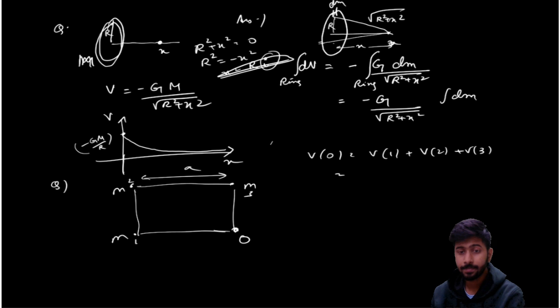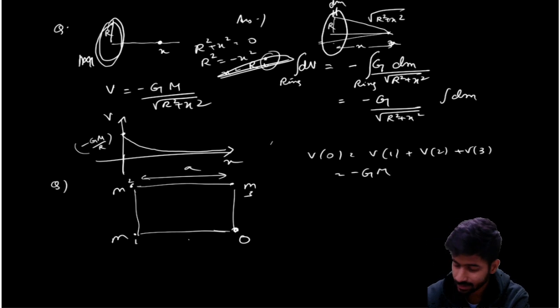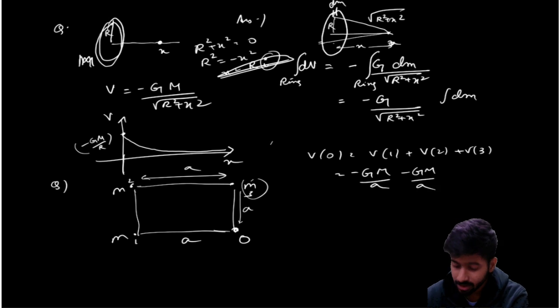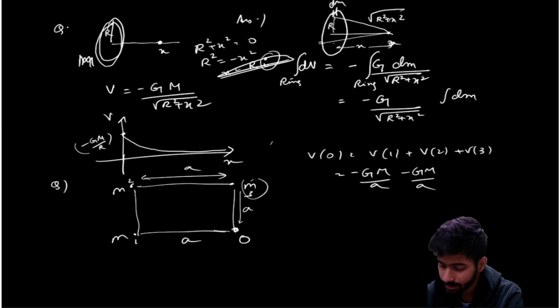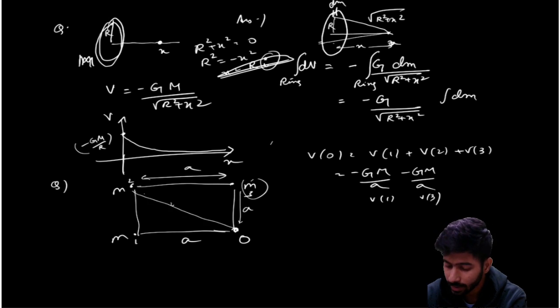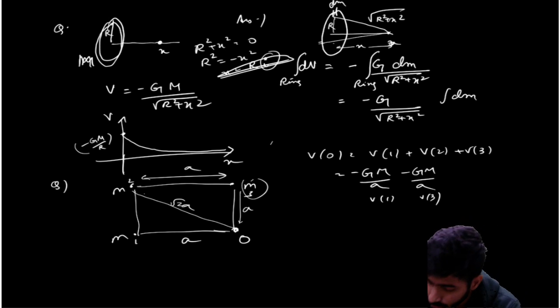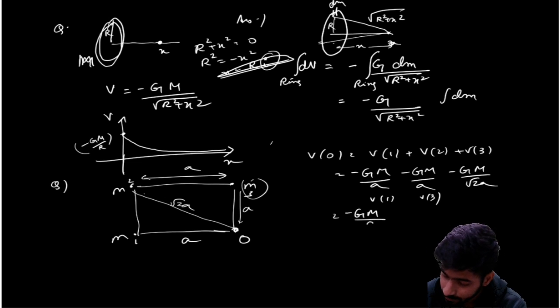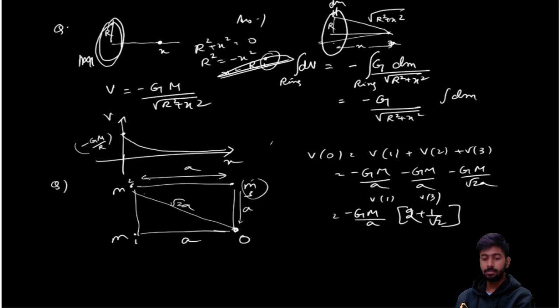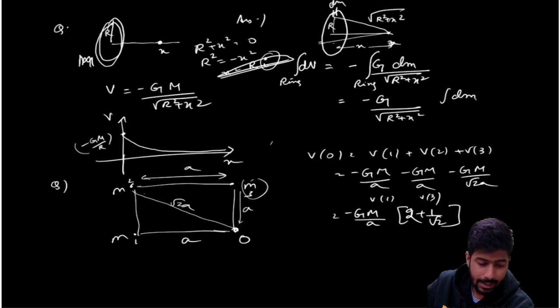What is the potential due to the first body? Minus GM by this distance, which is A. What is the potential due to the third body? Minus GM by this distance, which is A. What is the potential due to the second body? That's slightly different. So this is V1, this is V3. What about V2? Now this will be your distance, right? And this is root 2 A, simply applying the Pythagoras theorem. So you'll have a minus GM by root 2 A. The answer is minus GM by A into 2 plus 1 by root 2, because those two will get added. This is the answer. So once again, a simple problem.